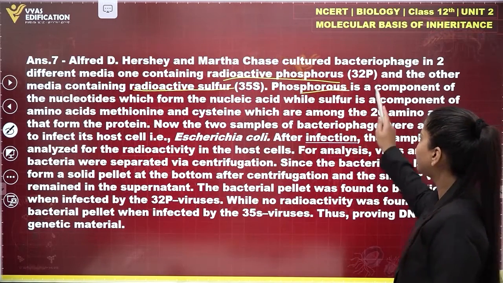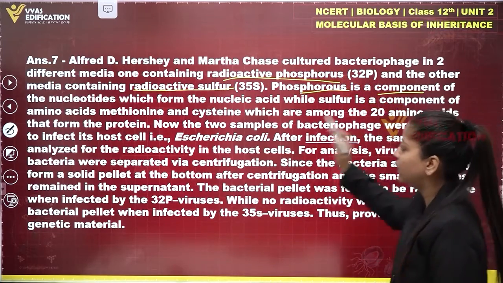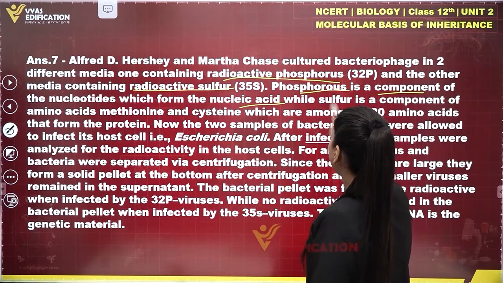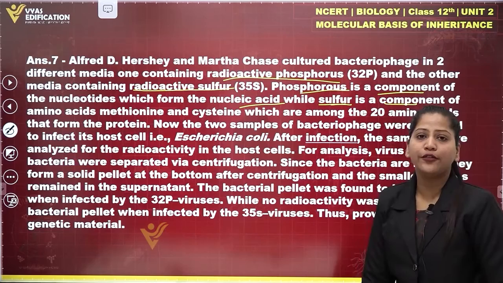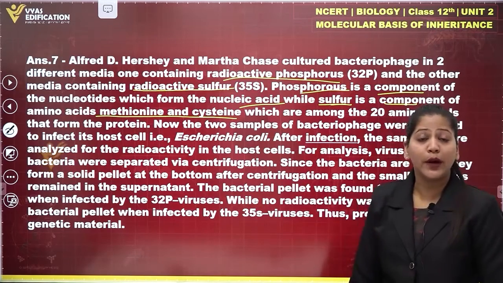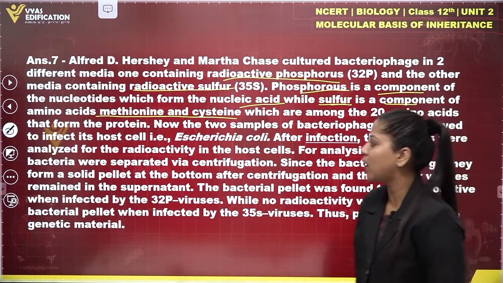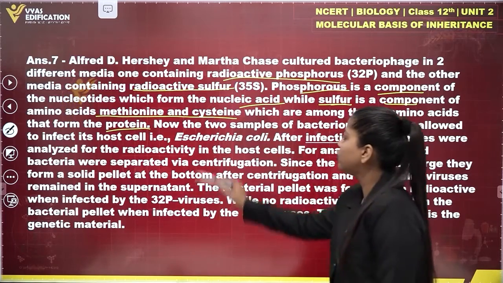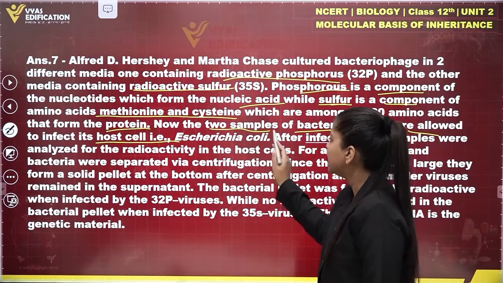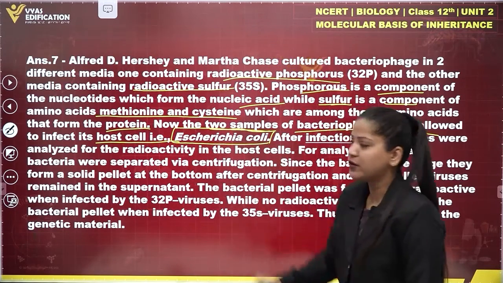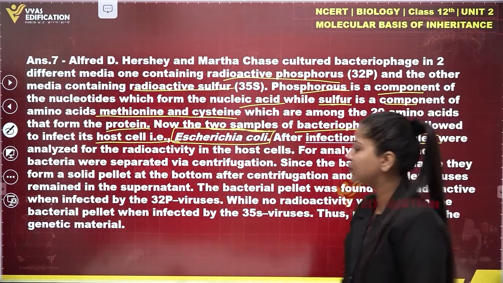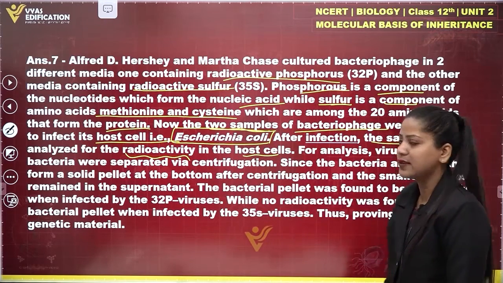Now, we know that phosphorus is a component of nucleotides, which form nucleic acid such as DNA, while sulfur is a component of amino acids such as methionine and cysteine, which are among the 20 amino acids which help in the formation of protein. Now, these two samples of bacteriophages were allowed to infect their host cells such as Escherichia coli or E. coli, which is a bacteria.